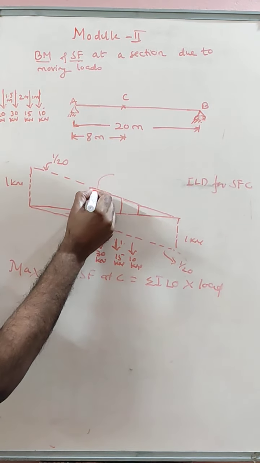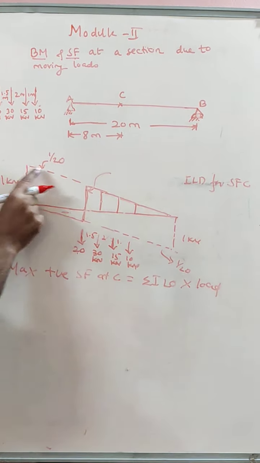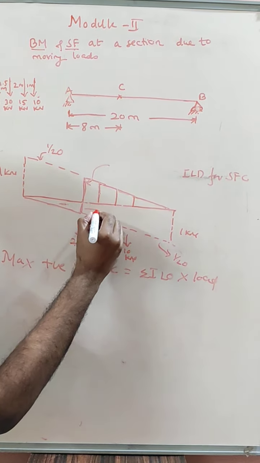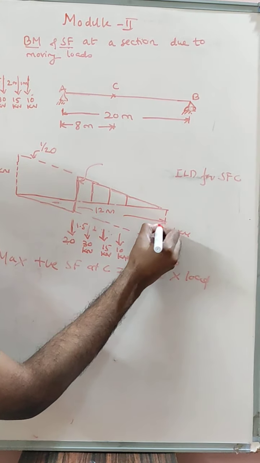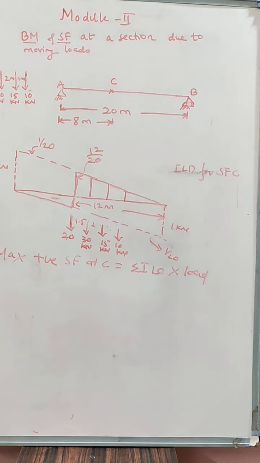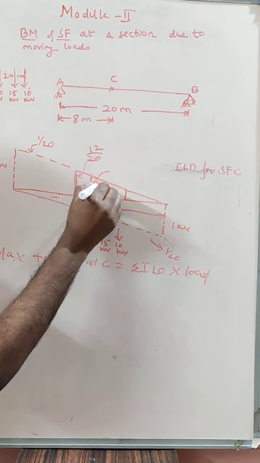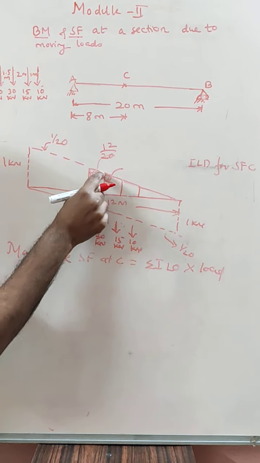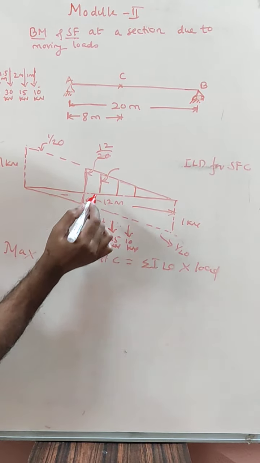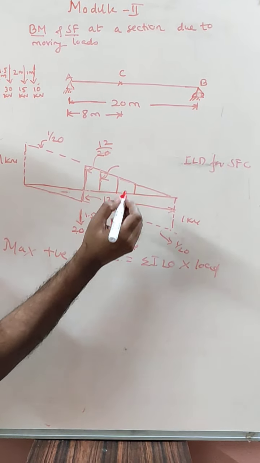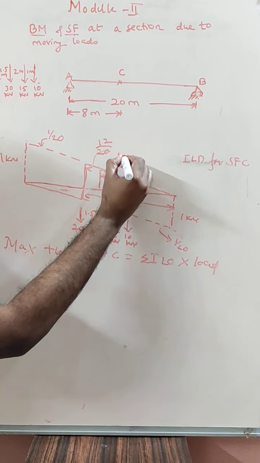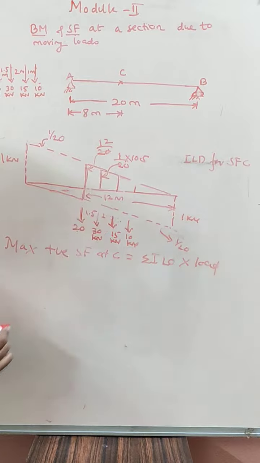What is this ordinate first? The slope of the line is 1 by 20. This is 12 meters, so it is 1 by 20 into 12, or 12 by 20. What is the height of the next ordinate? It is 1 by 20 into this distance. What is this distance? 12 minus 1.5, that is 10.5. So it is 1 by 20 into 10.5, or 10.5 by 20.